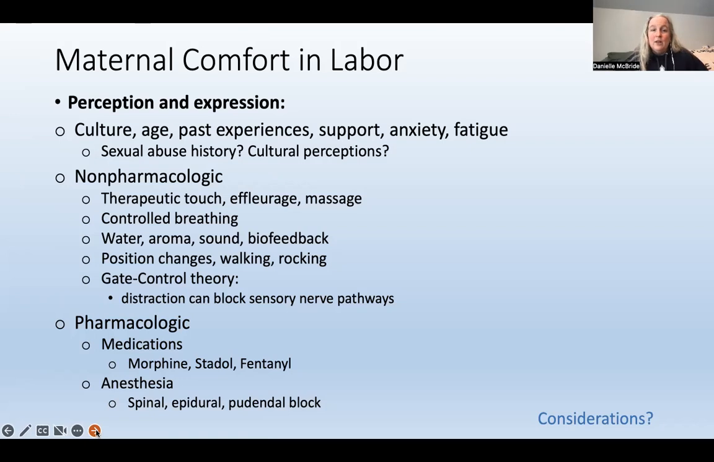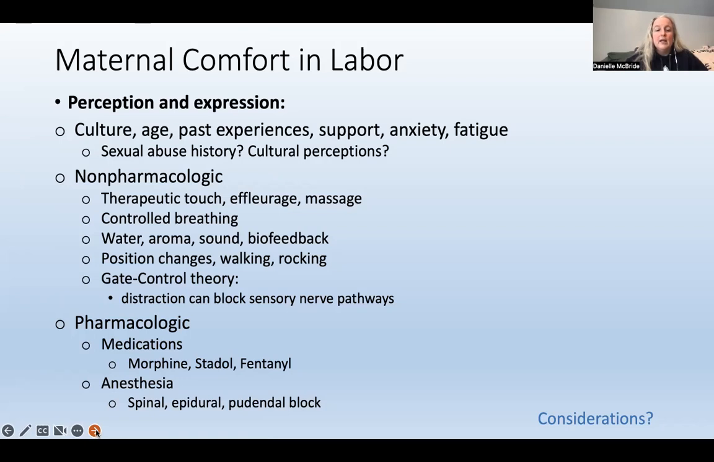Another thing we think about with maternal comfort has to do with the gate control theory. The idea behind the gate control theory is that if I'm stimulating positive chemoreceptors in the mom's body, the brain's not paying attention to the negative chemoreceptors. So basically, if I'm stimulating pressure points, for example, doing a good massage, things like that, then the body's noticing this and it's helping to minimize the perception of the painful part that they're experiencing. So that's another part of non-pharmacologic.